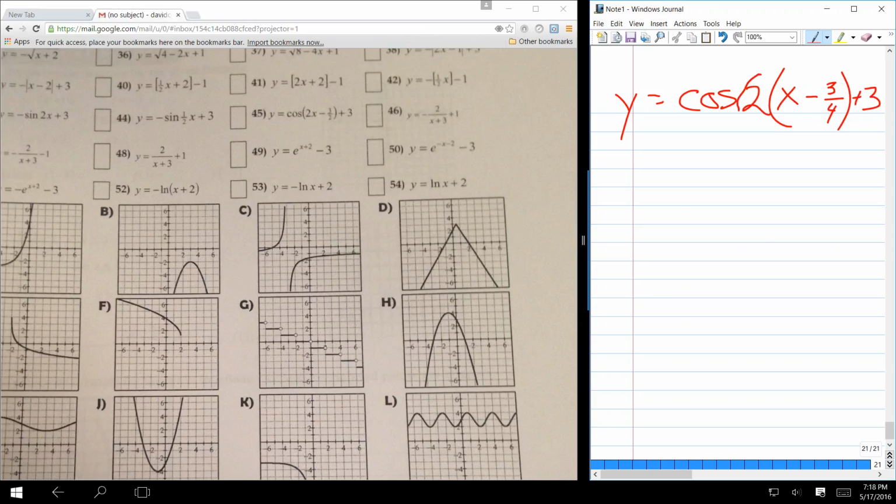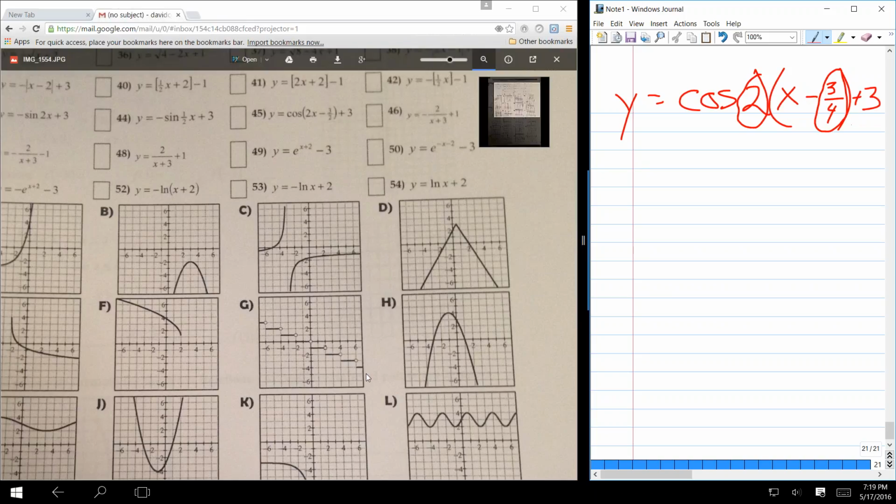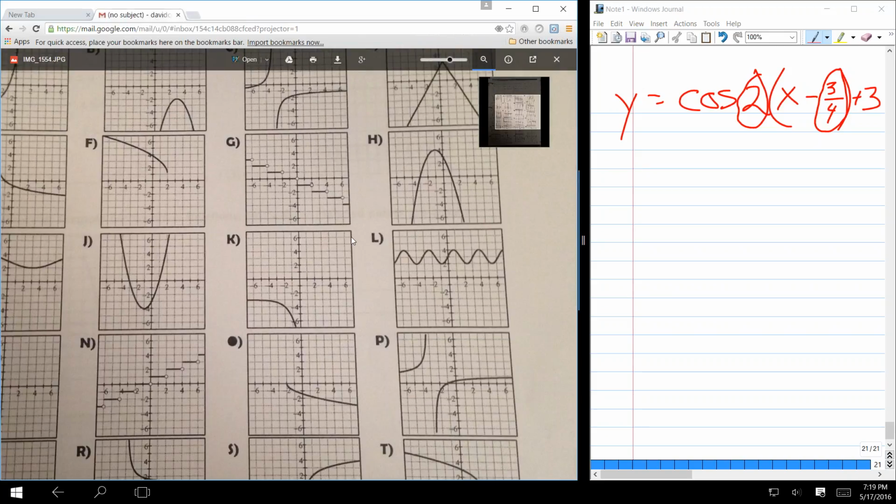The 2, stretch or compression? Compression. Correct. What's the 3/4? Horizontal shift by 3/4. And the +3? Makes it go up 3. Yeah, and L appears to satisfy most of those.